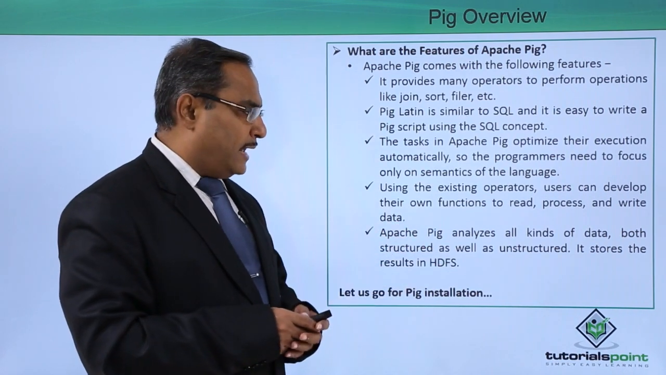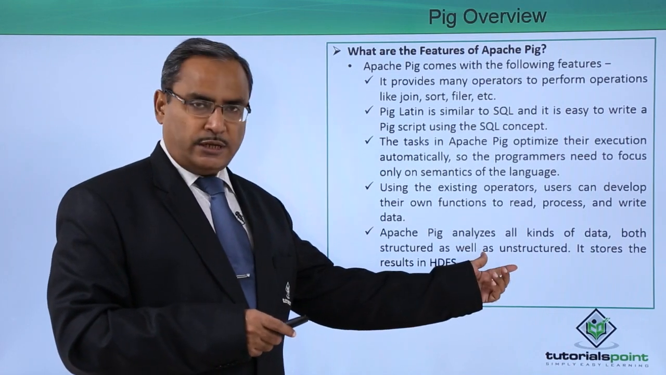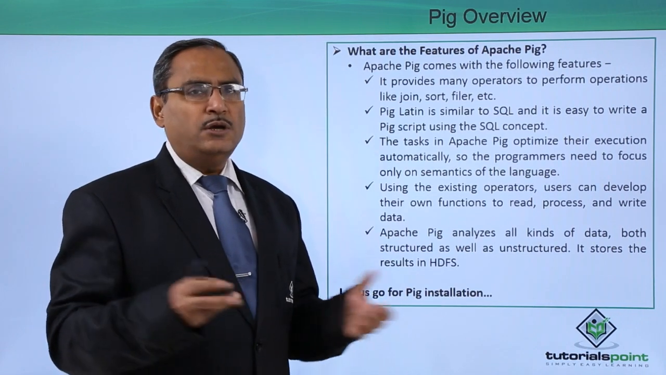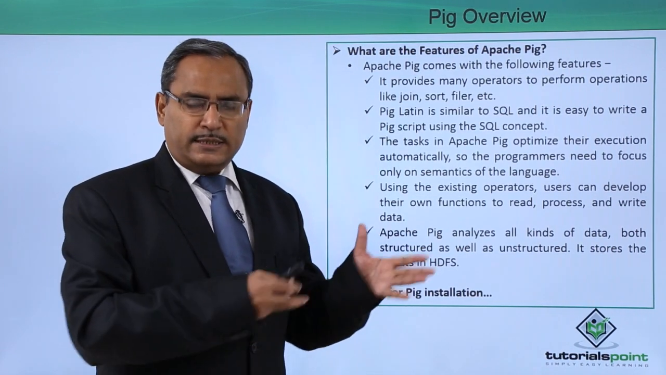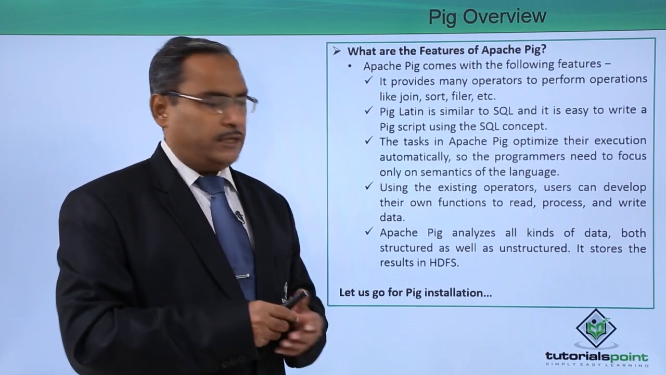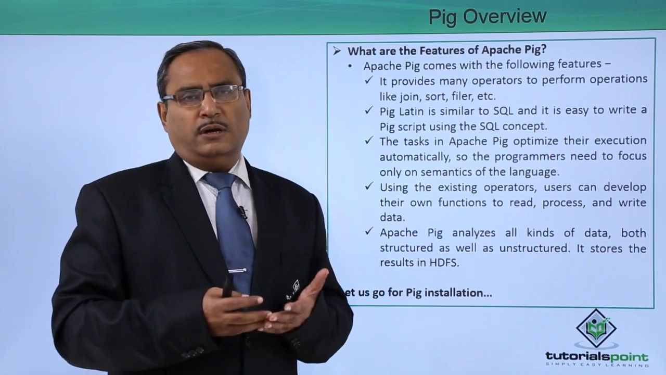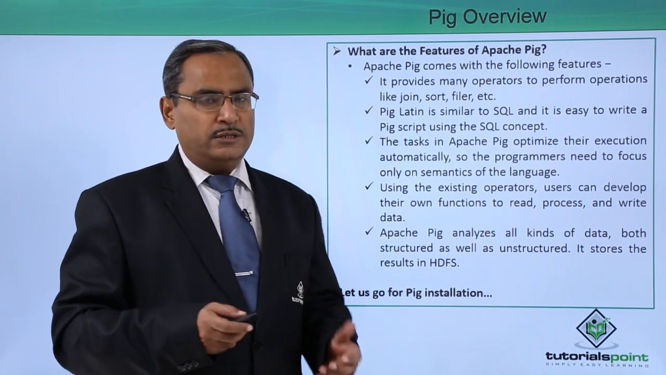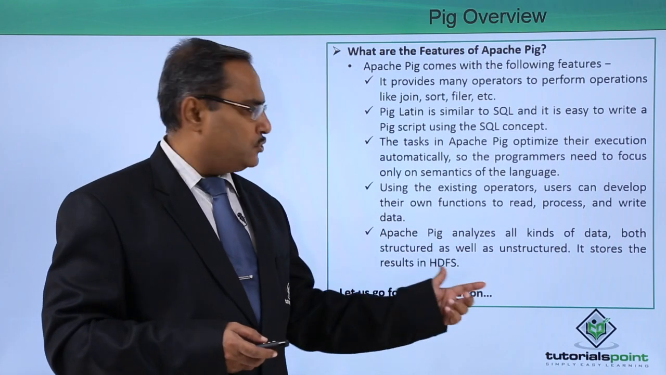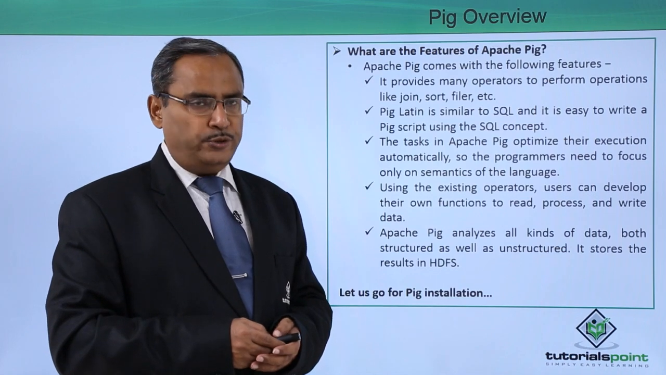So Apache PIG analyzes all kinds of data, both structured as well as unstructured data. We know the structured data means the data which can be expressed in the form of rows and columns. We can consider the databases, that is the RDBMS, as which is having some databases, will be in the form of structured data. In case of unstructured data, it may be having one text file, PDFs, the images, the videos can be considered as the unstructured data. PIG is capable to handle both these two types of data. It stores the results in HDFS, that is Hadoop distributed file system.